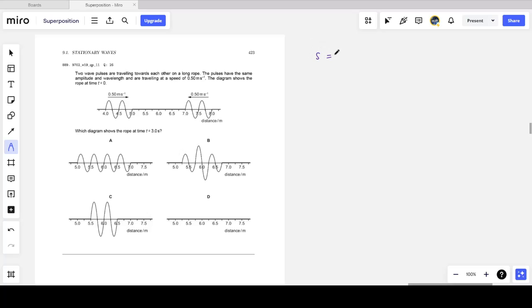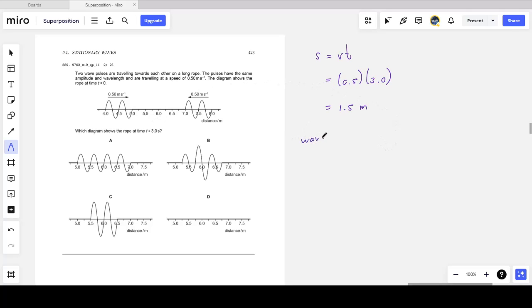So what distance will these waves cover? Well, distance is speed times time. They're traveling at a speed of 0.5 meters per second for a time of 3 seconds. And so each wave is going to progress in the direction of motion by 1.5 meters. So the left-hand side wave is going to move 1.5 meters to the right, and the right-hand side wave is going to move 1.5 meters to the left.